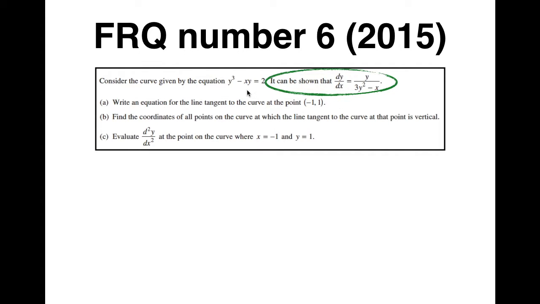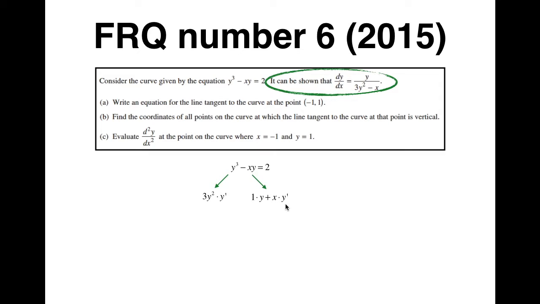So we're going to do that. We're going to start with the equation given and try to prove that dy/dx equals y over 3y squared minus x. So this is the equation given. We have 3 terms here, and we'll differentiate them separately. So the derivative of y cubed is 3y squared times y prime. That's the inside derivative. The derivative of x times y, it's a product, so we have to use the product rule. The derivative is u prime v plus uv prime.